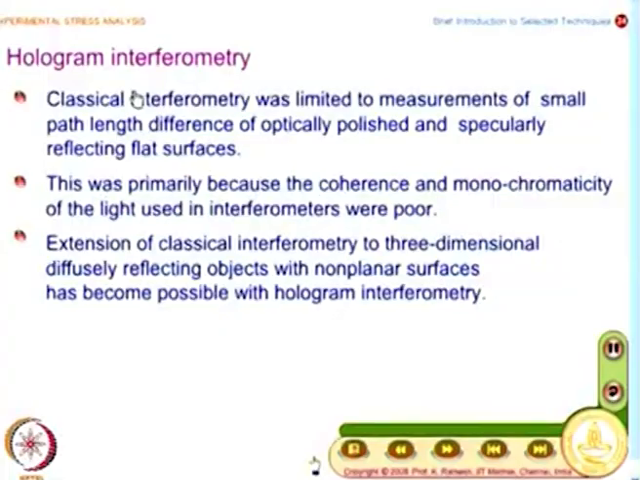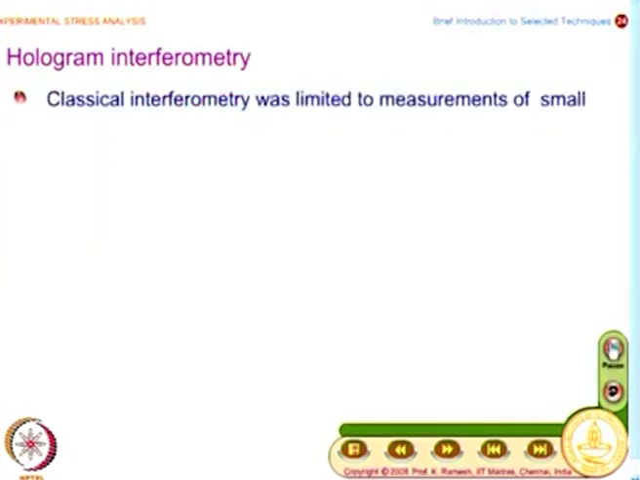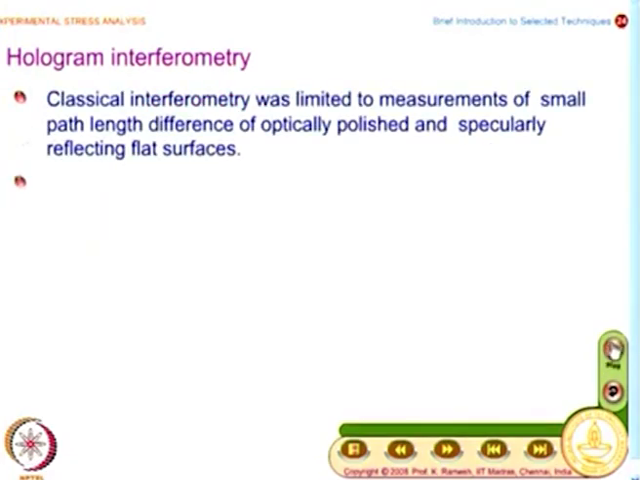But what we find is, from a stress analysis point of view, we are not interested in only the use of hologram stickers, we want to get quantitative information. So, for quantitative information, what you have to do? You have to go in for hologram interferometry, and let us look at what is hologram interferometry. So, you will have to look at what is the difference between classical interferometry and hologram interferometry.